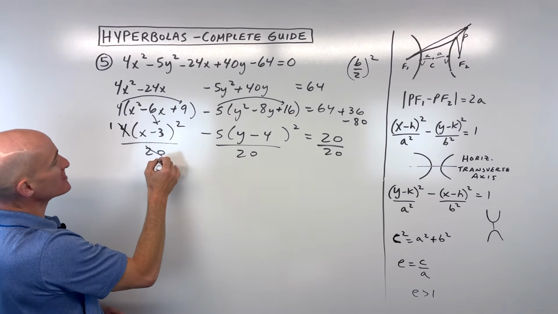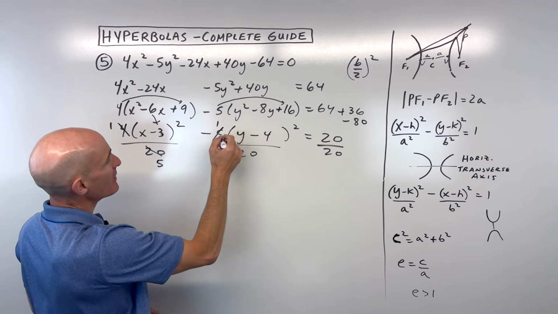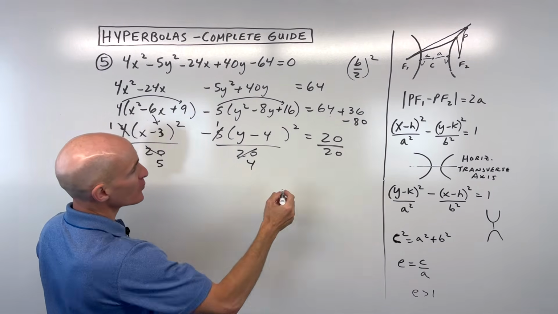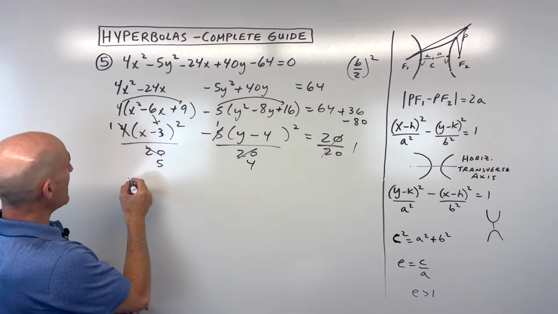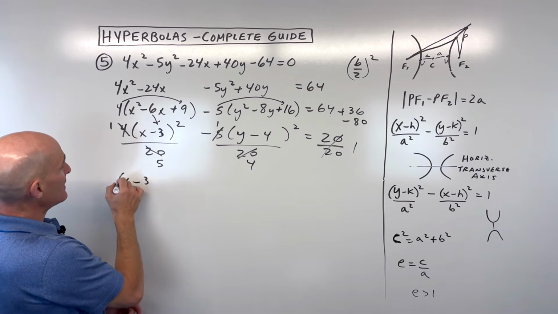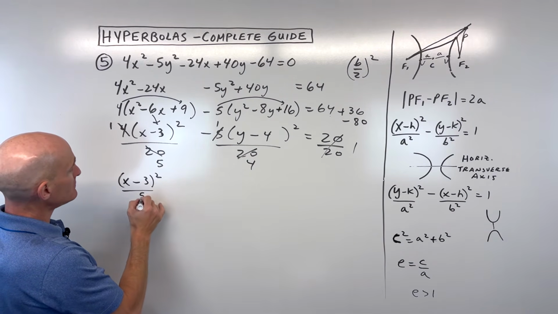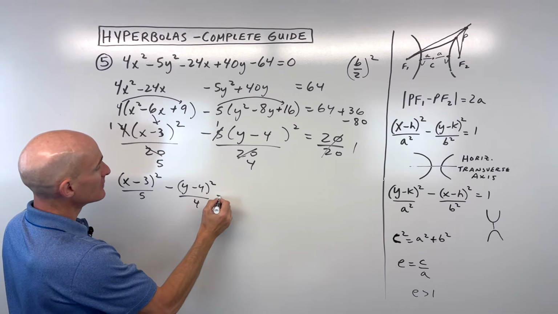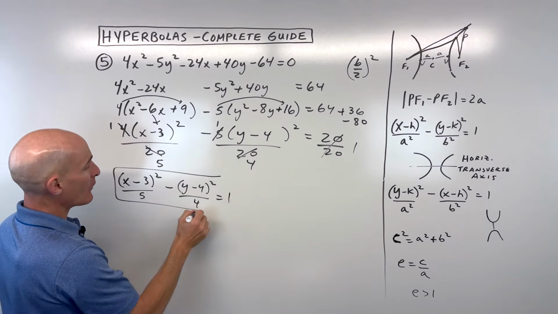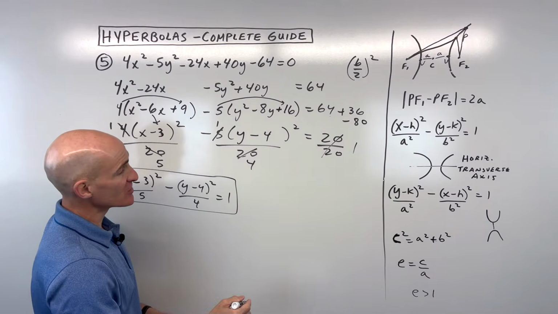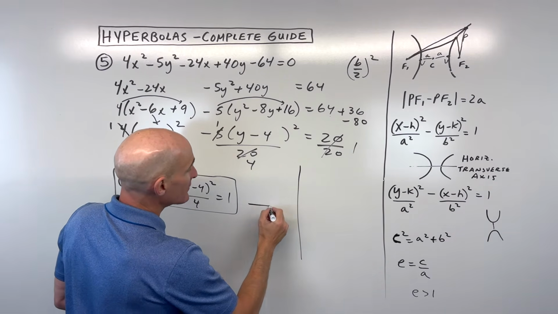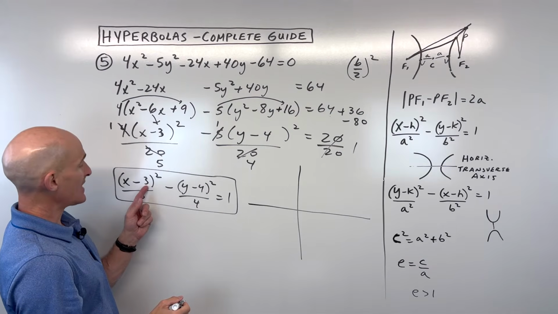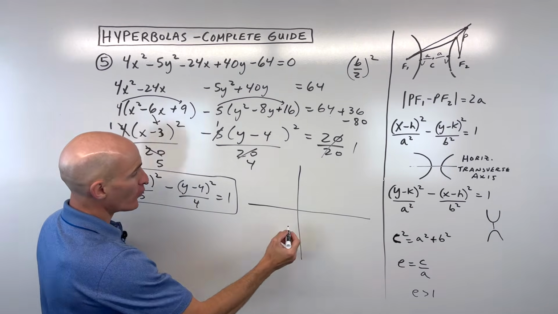4 goes in here once, 4 goes in here 5 times, 5 goes in here once, 5 goes in here 4 times. This equals 1. So now we have our equation in the standard form of a hyperbola. Okay, now if we want to graph it or get a sketch of this, let's go ahead and do that. We want to locate the center point, which we can see is at +3, +4.